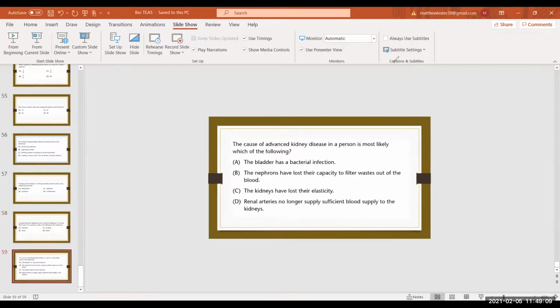Okay, and lastly, the cause of advanced kidney disease in a person is most likely which of the following? B, exactly, right. So advanced kidney disease means your kidneys are no longer able to do their job, which means your kidneys are failing.